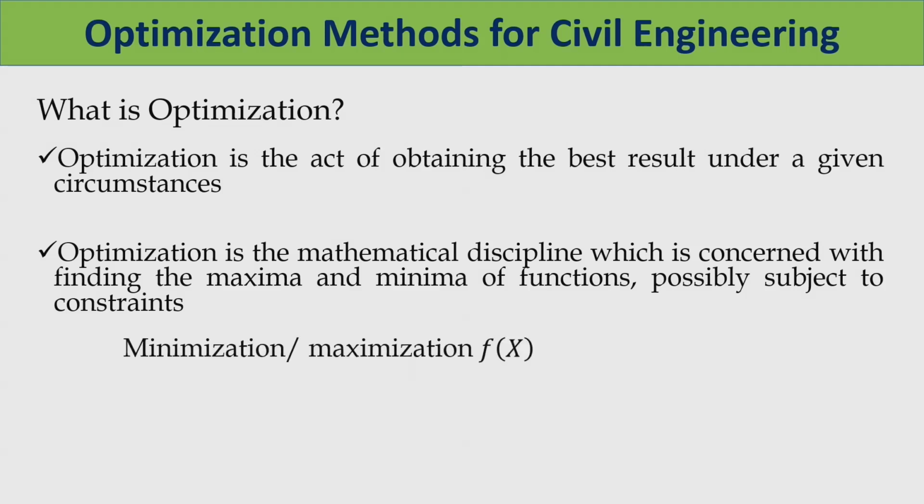So, I can define optimization. It is either a minimization problem or a maximization problem: maximization of f(x) or minimization of f(x), and you may have constraints. That is, subject to g(x) less than or equal to 0 and h(x) equal to 0. So, this is an optimization problem; mathematically I can define an optimization problem using these equations.